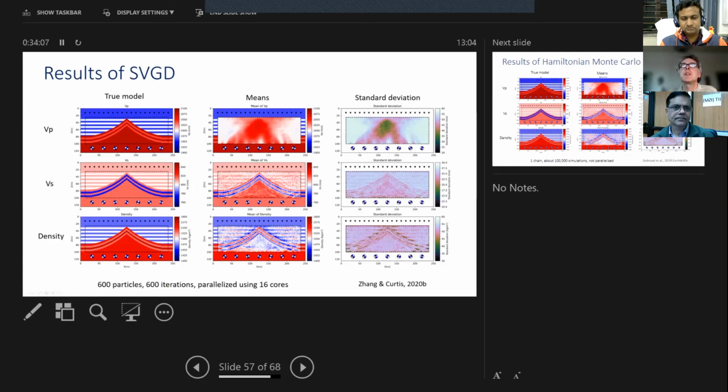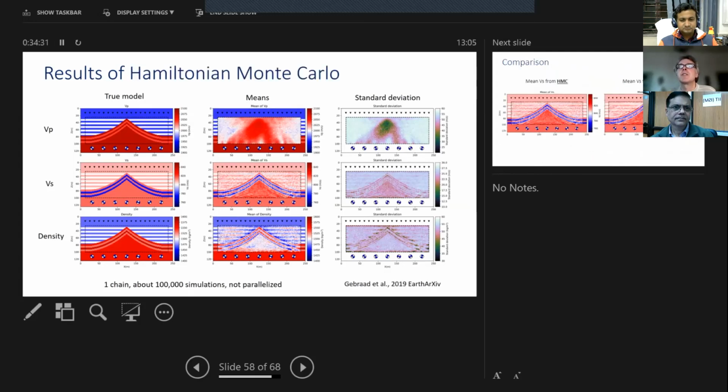Now the P velocity is very poor here because these are essentially sources of shear energy dominantly. And so we get a very poor estimate of P velocity. But the shear velocity and the density, together with our uncertainties, make a lot of sense, particularly because exactly the same problem was solved by a different group using Hamiltonian Monte Carlo, and the results are really very, very similar.